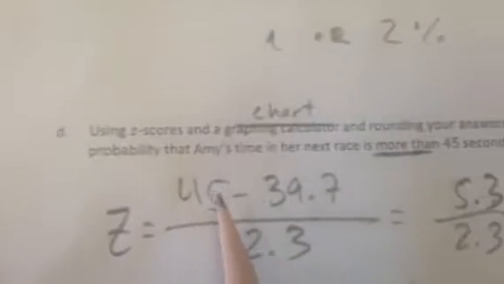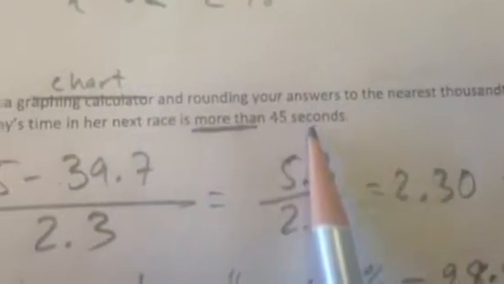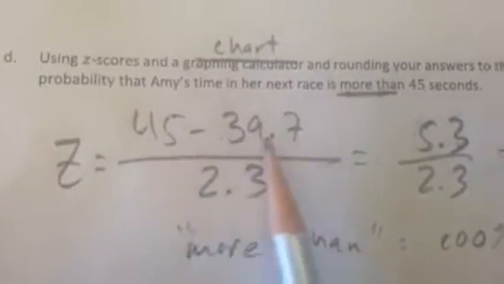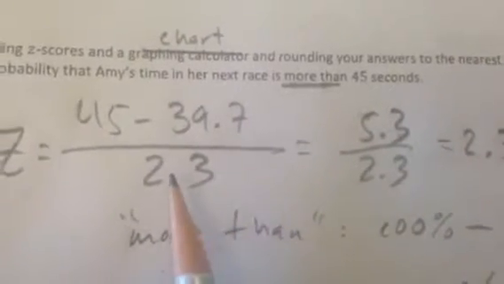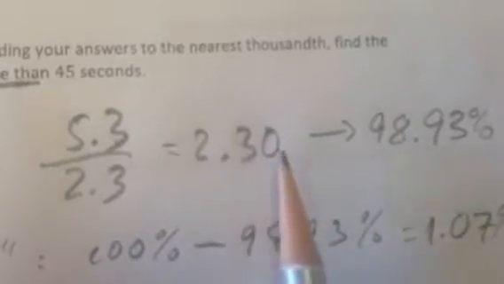Let's do another one, slightly more difficult. Part D, where they're asking what is the probability that her next race will be more than 45 seconds. Okay, well there's our new score. We're going to find the z-score for 45 seconds. Do the same thing though, score minus the mean over 2.3, the standard deviation. We get a positive z-score this time of 2.30.